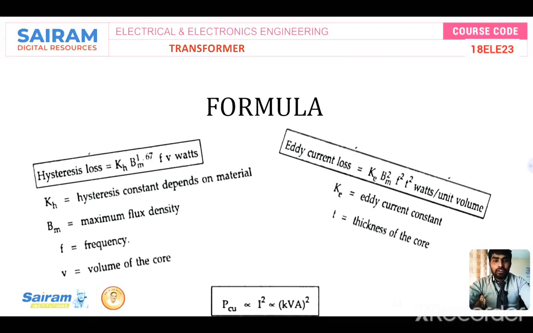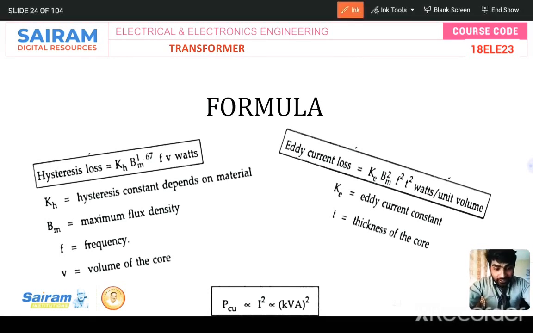If you want to remember formulas, they may also ask questions like: what are the losses of a transformer, what factors do they depend on, and how to eliminate losses? You should remember this equation, and definitely you will get all the answers. Types of losses: eddy current loss and hysteresis loss in the iron part, and copper loss, the I square R loss. Hysteresis loss is KH Bm raised to 1.67, frequency, volume. F is the frequency, V is the volume, Bm is the maximum flux density, KH is the constant.